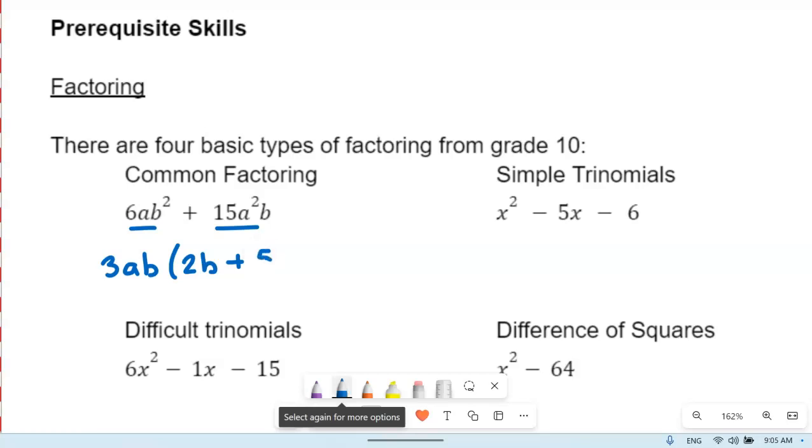15 divided by 3 is 5. A squared divided by A is A. And B to the power of 1 divided by B is B to the power of 0, which is 1. So I'm not even going to write that. And now I have common factored it.